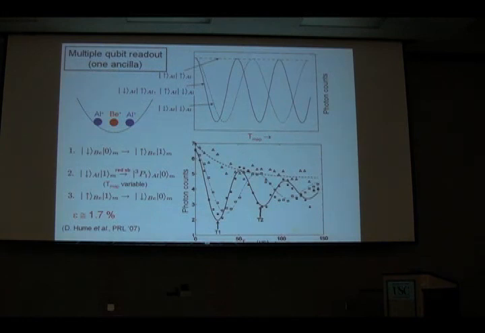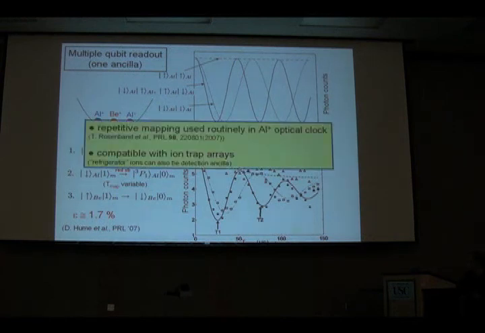We can actually extend this somewhat, and we've shown so far we can do it, at least for, in this context here, think about the aluminum ions being qubits, and here's our beryllium ion. There's a selective way to do the mapping where we can distinguish the states of the different aluminum qubits by doing this repetitive mapping and detection. And for this problem, even with all its imperfections, we can get to an error rate of a little lower than 2% on this multiple qubit readout.